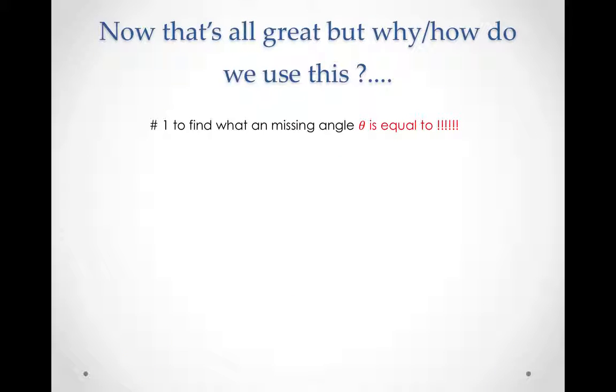Now this is all great, but why, or really how, do we use this knowledge? This is what we're going to look at in today's video. Number 1, how to find what a missing angle, or theta, is equal to. So one reason we use trigonometric ratios is to find the value of missing angles.